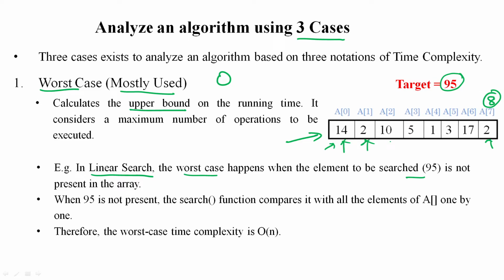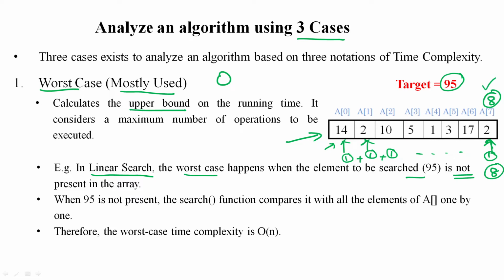2 is not equal to 95, move to the next index, likewise until the last index, where 95 is not available. For each step we are consuming 1 unit of time: here 1 unit, here 1 unit, until the last 1 unit. When you are calculating this for n number of values, here 8 values, we are consuming 8 units of time. When you add all of this up, 8 units of time is consumed.